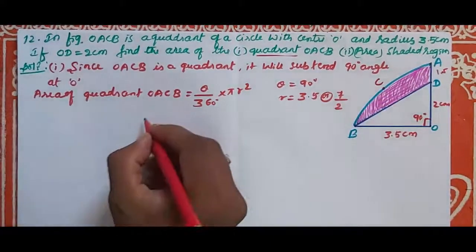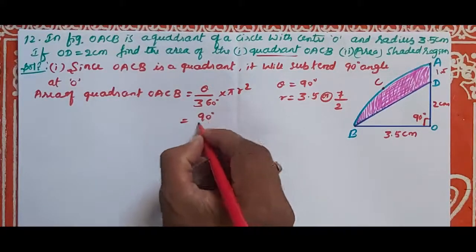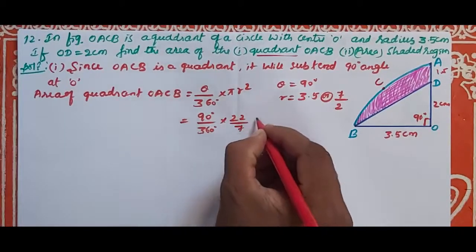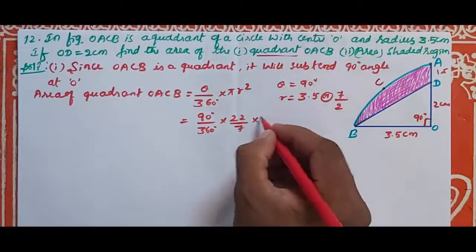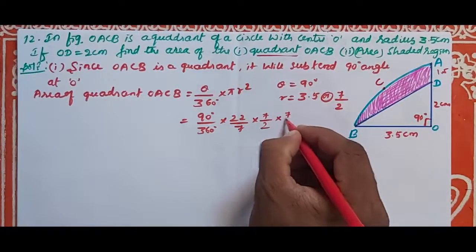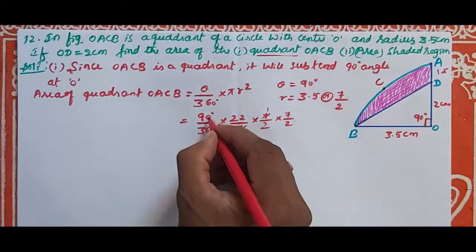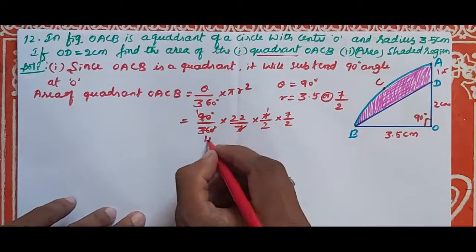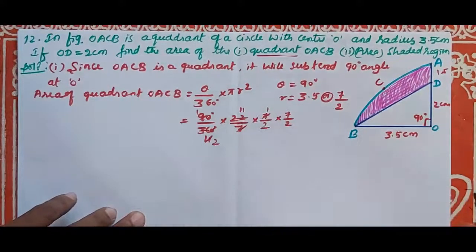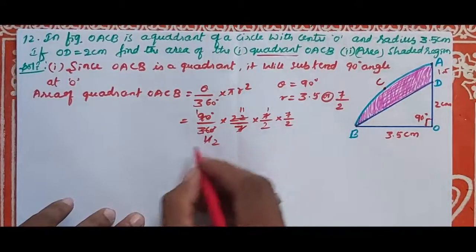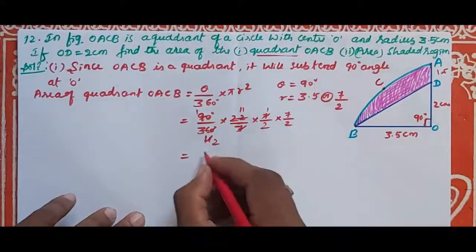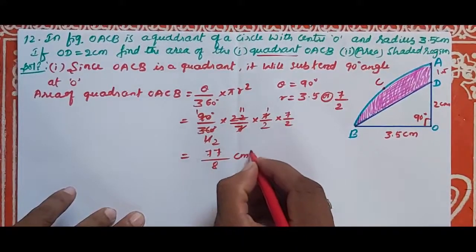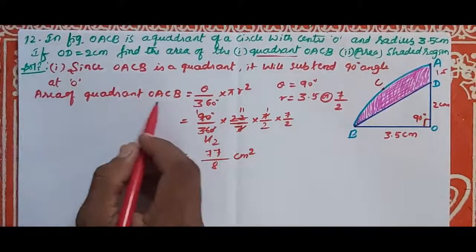Okay, let us see now. Area of OACB is equal to theta, 90 degree, divided by 360, into pi value 22 divided by 7, into radius, which we take as 7 by 2 into 7 by 2. 7 ones are 7, 7 ones are 7, the zeros get cancelled, 9 ones are 9, 9 fours are 36. Also 2 twos are 4, 2 elevens are 22. Now remaining is 11 sevens are 77 divided by 2 twos are 4, 4 twos are 8 square centimeter. This is the right answer for the area of quadrant OACB.